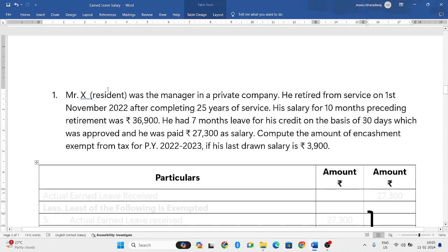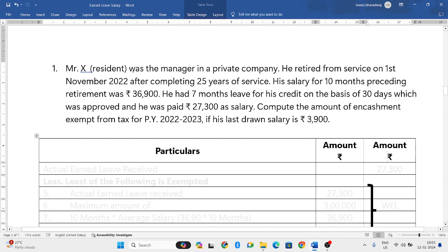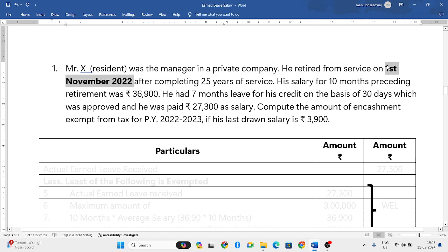From this particular video, we'll be starting to solve the problems in which we have to compute the taxable earned leave. Mr. X is a resident. He was a manager in a private company. He retired from the service on 1st November. So he is retiring on 1st November 2022 after completing 25 years of service in the organization.